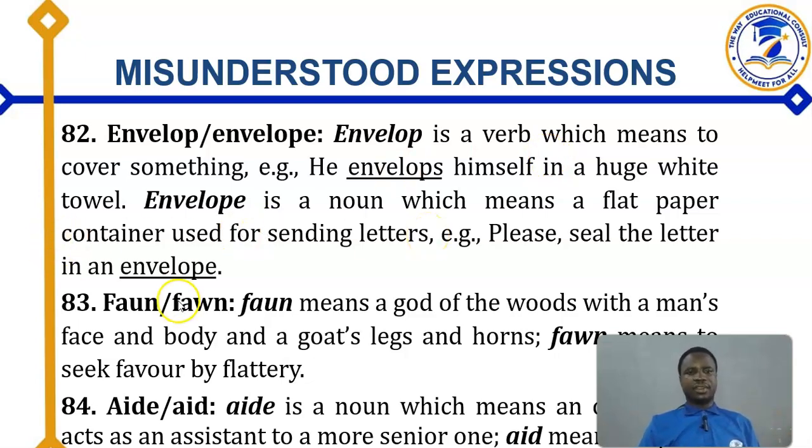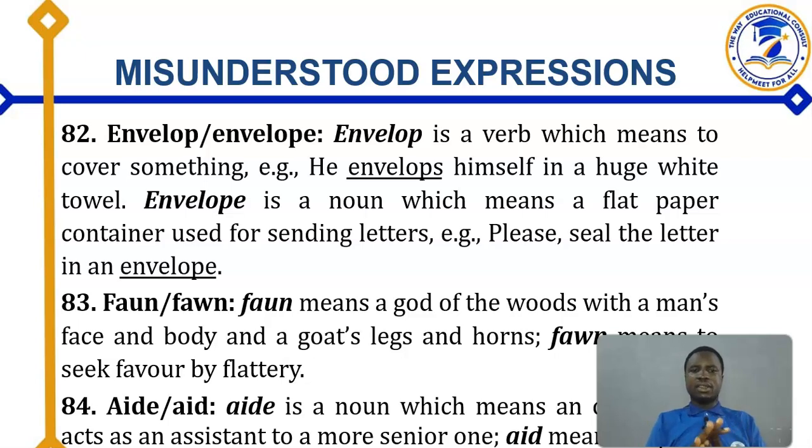Then we have faun. Look at the spelling, F-A-U-N. It means a god, the god of the woods, with a man's face and body, and a goat's legs and arms. So it's like a mystical deity or a god of the woods, right? That is what you have, faun.